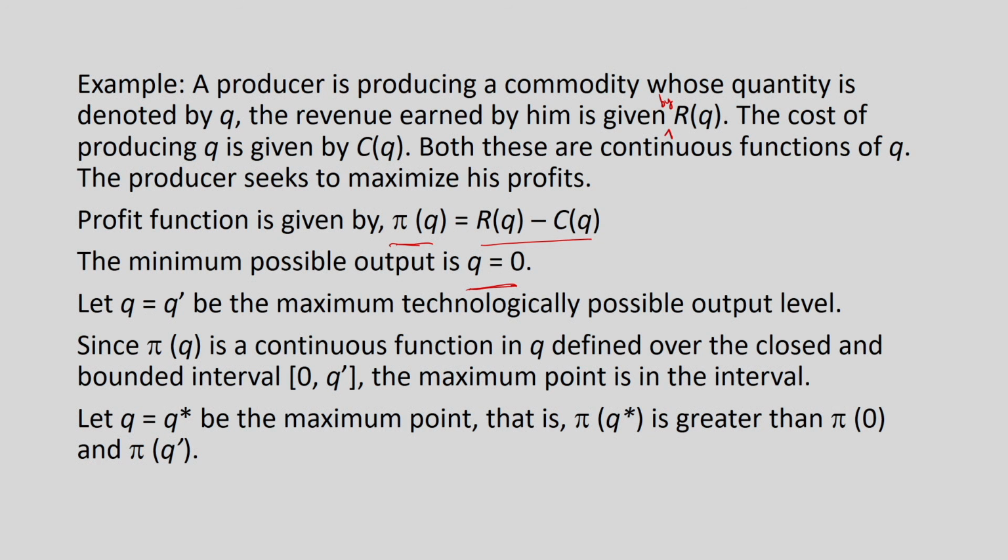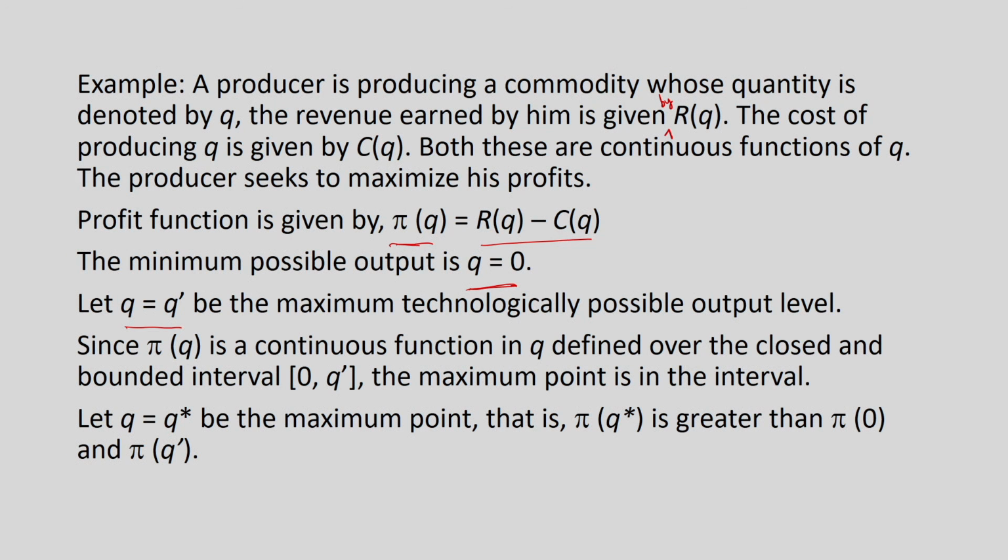On the other hand, Q is equal to Q dashed. Let us suppose Q is equal to Q dashed be the maximum technologically possible output level. So, given the technology that he has at his disposal and maybe the raw materials that he has, what is the maximum output that he can produce? Let us suppose that is Q dashed. So, these are like the boundaries, one is 0, the other is Q dashed. He has to operate between these two.